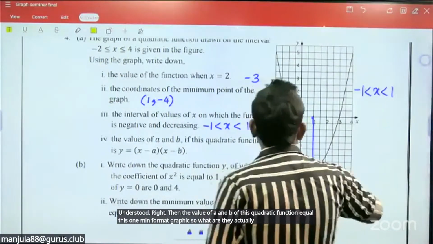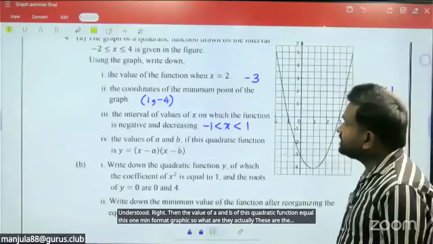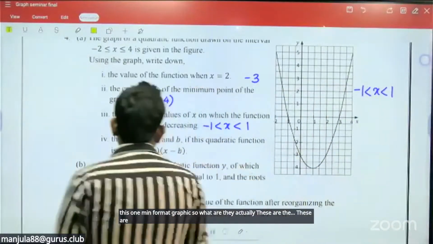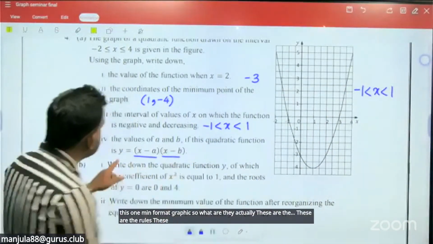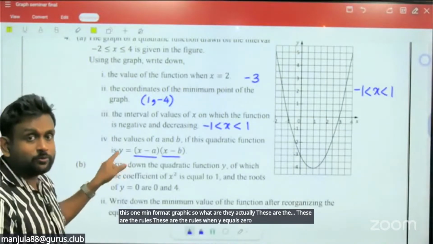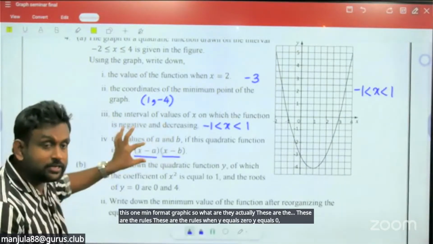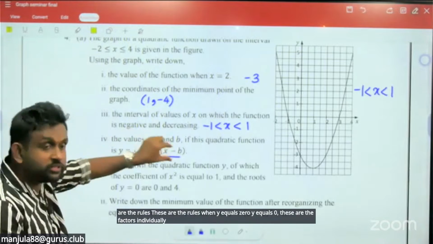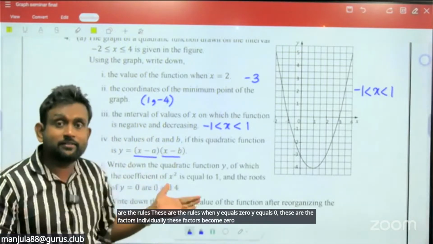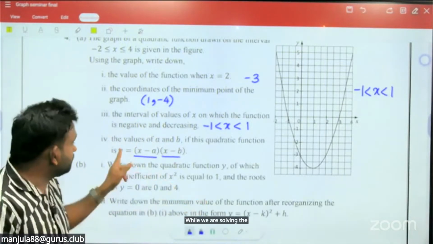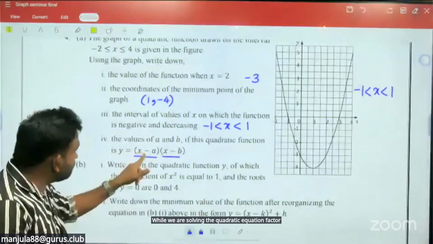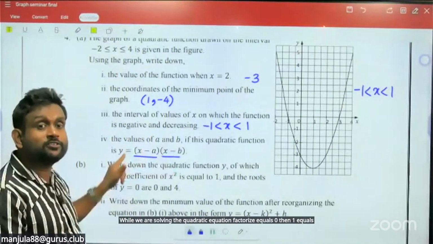So what are they actually? These are the roots. These are the roots when y equals 0. These are the factors. Individually, these factors become 0. While we are solving the quadratic equation, factorize and set equal to 0, then one factor equals 0 and the other one equals 0.